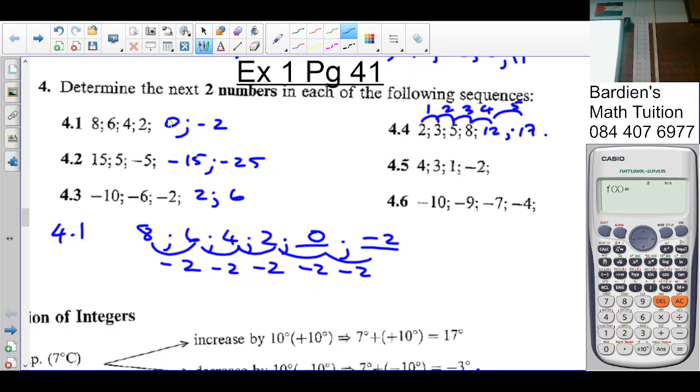Of course, there's another way. You could have said 2 plus 3 is 5. 3 plus 5, 8. 5 plus 8, 13. 8 plus 13, 21. Did you get that as well? Who did that one? Okay, nice. Both would have been accepted in the exam.